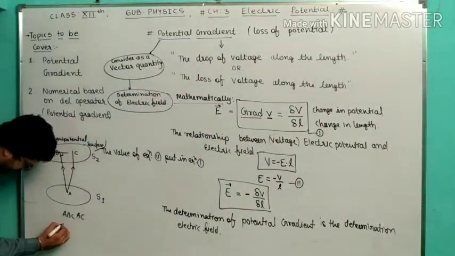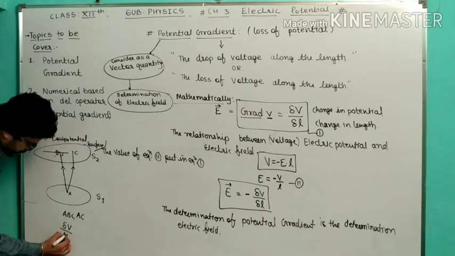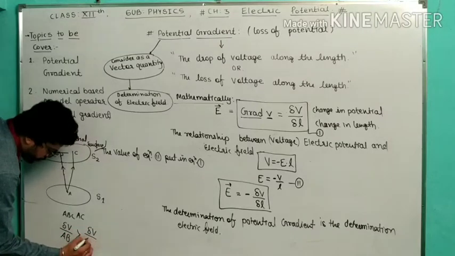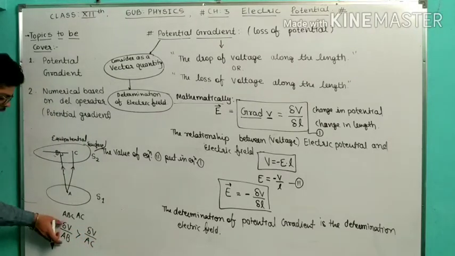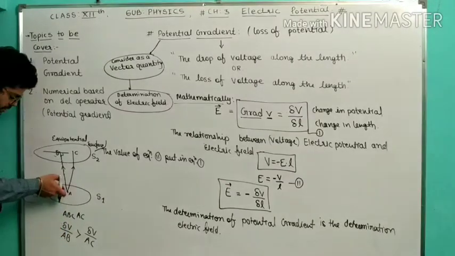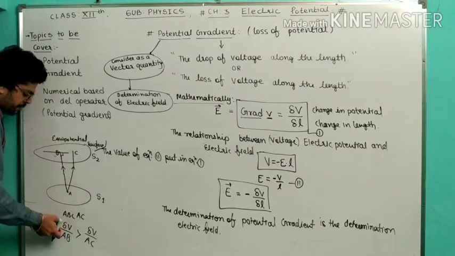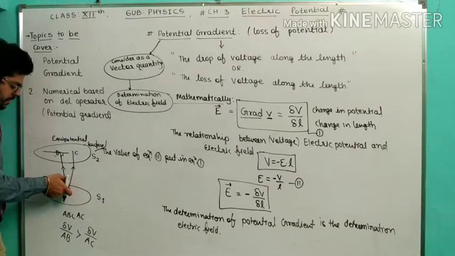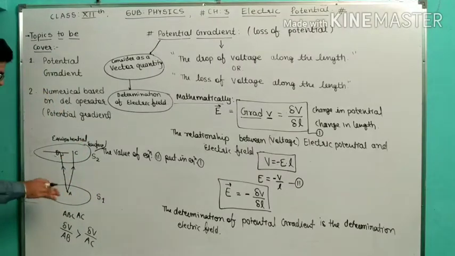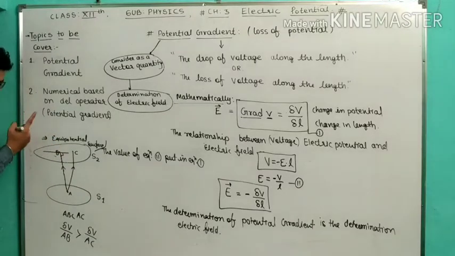So I can say that del V upon AB is more than del V upon AC, by which I mean the loss of potential at surface S1 normal to surface S2 is maximum as compared to when surface S1 is not normal to surface S2. Why is it so? Suppose I am telling you one piece of information in a numerical way.